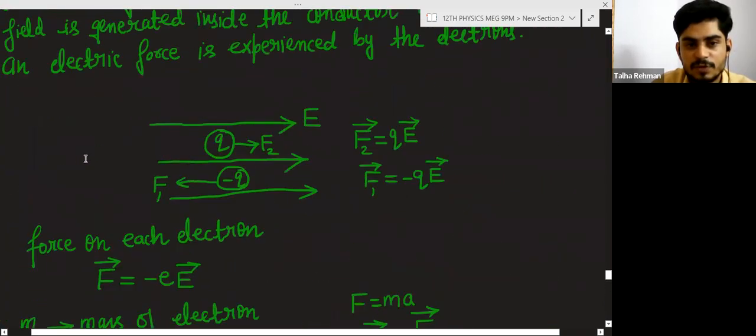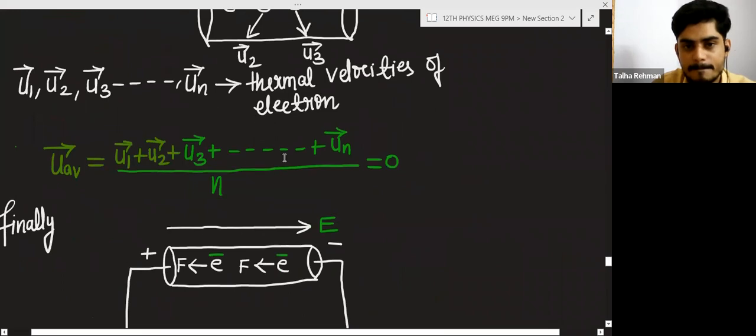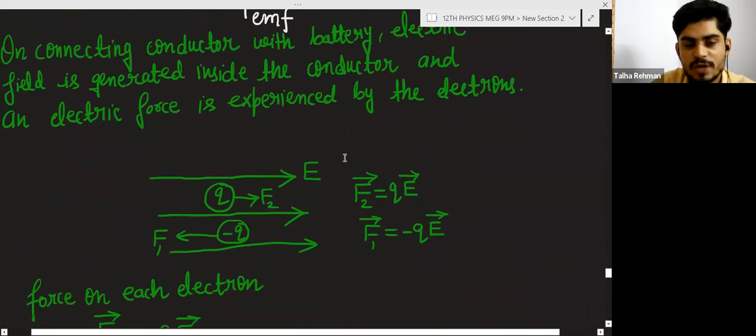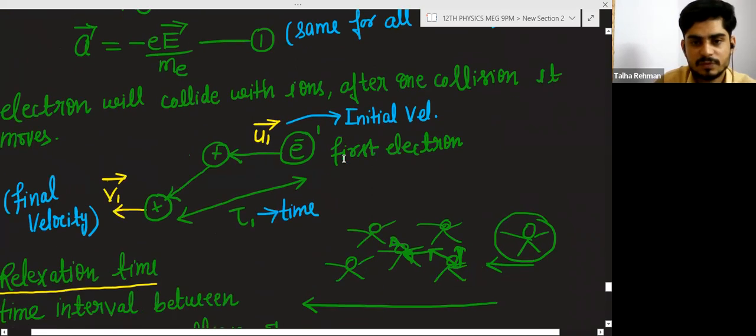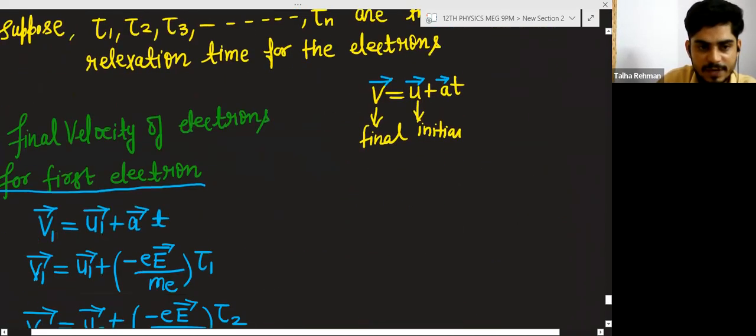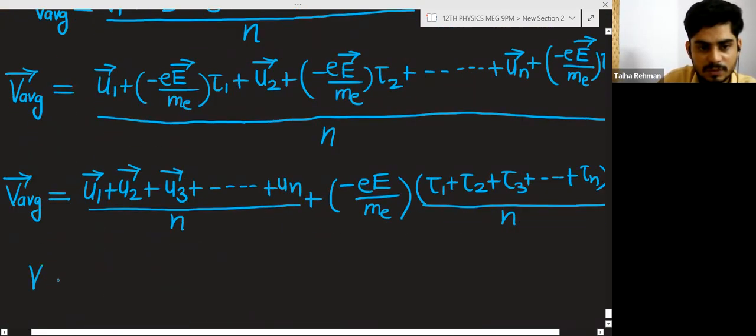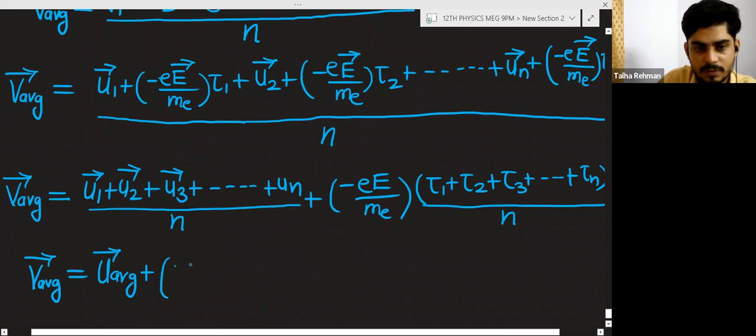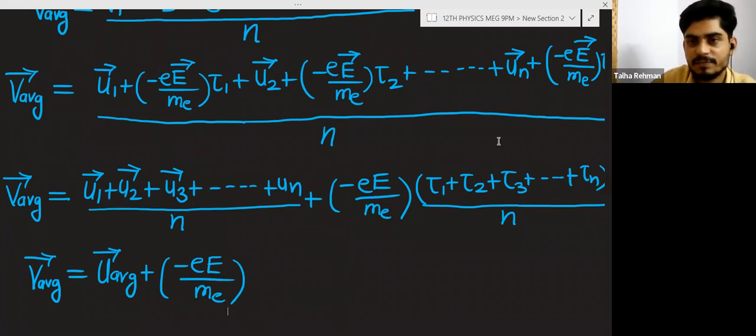This thing is 0. This is u average, and u average was 0. You can write it like this. This was the u average, so plus minus e by mass of electron, and this is known as the average relaxation time.